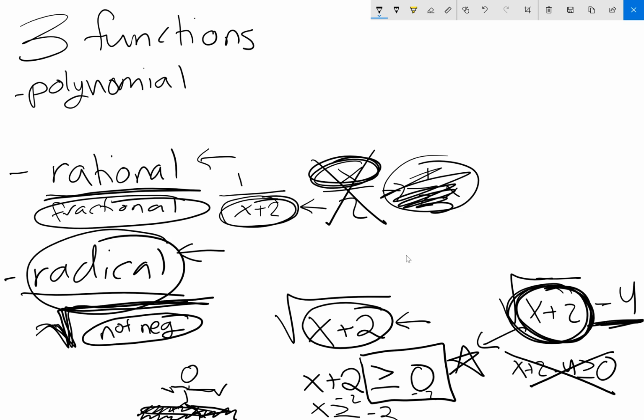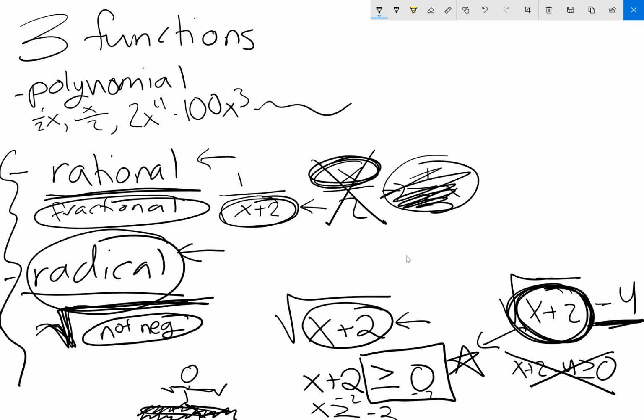Polynomial is pretty much anything that's not rational or radical. Like 1/2 x, x over 2, 2x, 4 minus 100 x cubed, and so on. It can be as scary as you want, but if it's not rational or radical, it's polynomial.